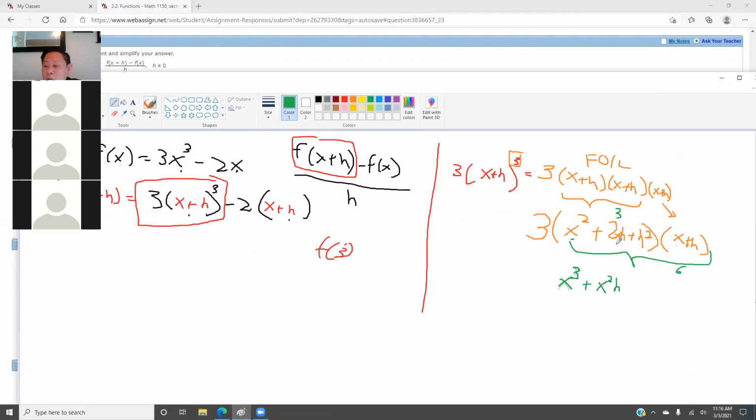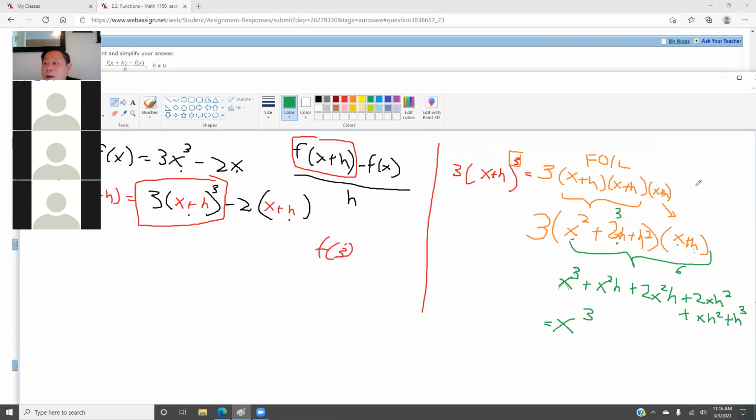And then you multiply 2xh with x. This is going to be 2x squared h. And then 2xh times h, this is 2xh squared. h squared times x, this is xh squared. And h squared times h, this is h cubed. So you count this, you should have 6 terms, and you can combine like terms here.